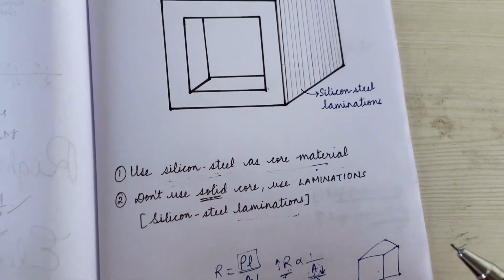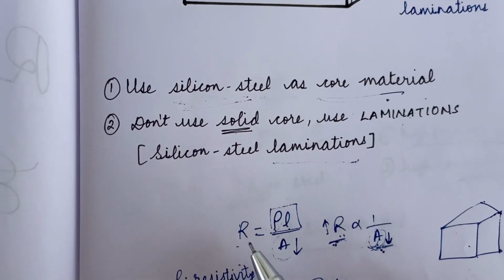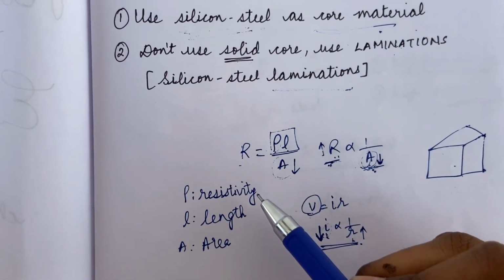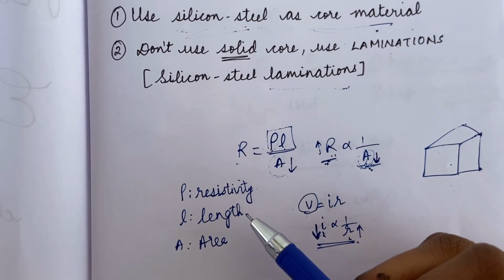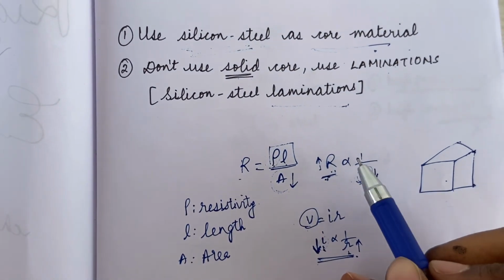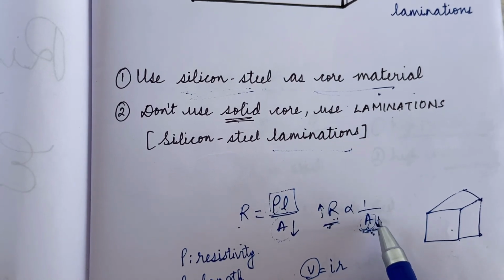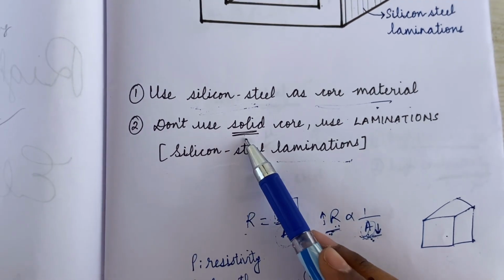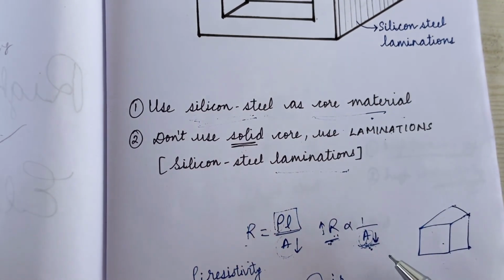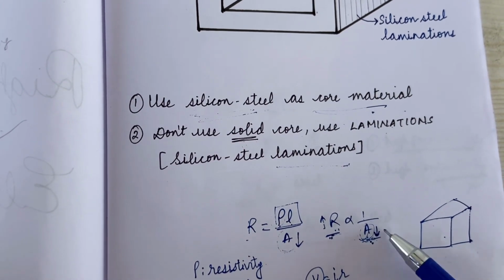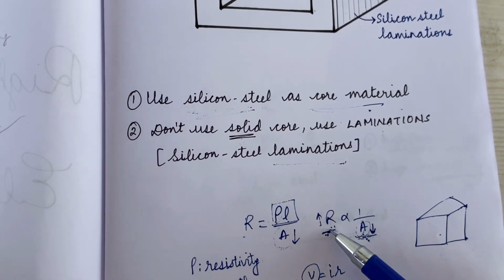It is because we know resistance R is equal to rho L by A, where rho is resistivity, L is the length, and A is the area. So by keeping rho and L constant, if we decrease the area, that is, if instead of using a solid core we use laminations, the area will be decreased. And if we decrease the area, then the resistance will be increased.